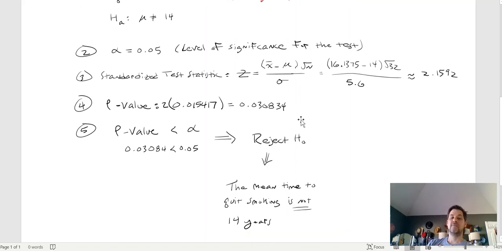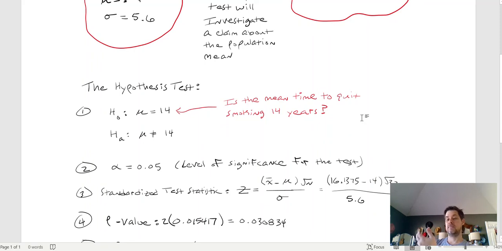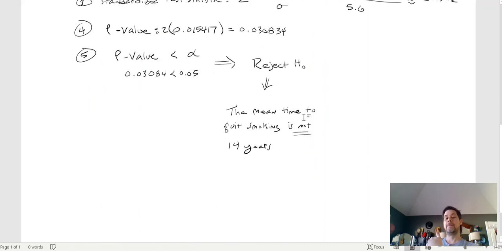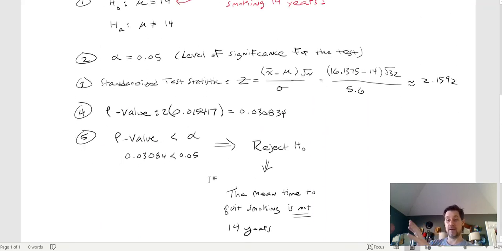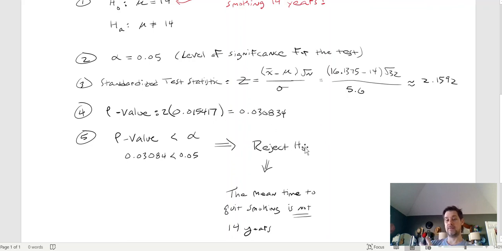Now, it's from this number right here that we make our conclusion about whether it's true or not that the mean time to quit smoking is 14 years. All right. So the rules of hypothesis testing, as I had described them in another video, were that if the p-value, that means this number here, is less than alpha, this number here, then you reject the null hypothesis. And in our case, the p-value is 0.03, alpha is 0.05. So yes, that's the case. You reject the null hypothesis.